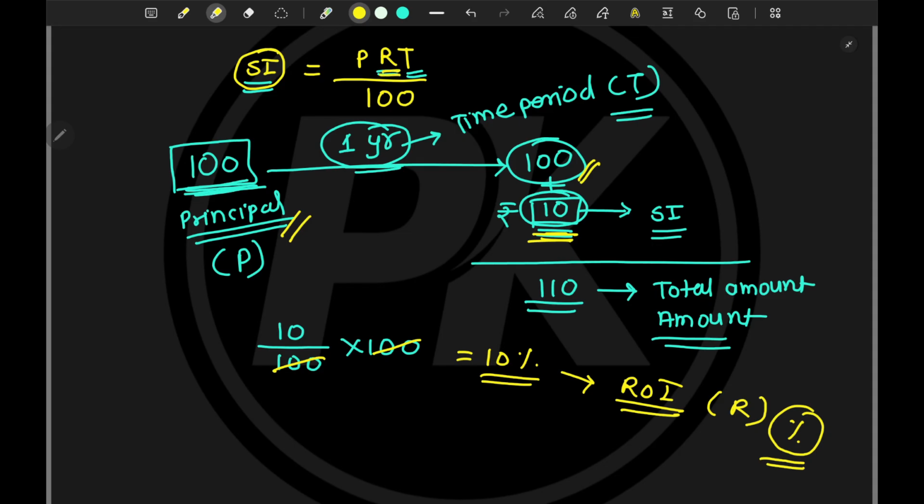Then what is R? R is ROI, rate of interest. Earlier I had given 100, and I'm getting back 110. So the overall increase in the amount is 10 rupees. Because we have already seen the percentage topic, it is very easy to understand. So 10% extra, and that is nothing but the rate of interest. And for how much time? That is T.